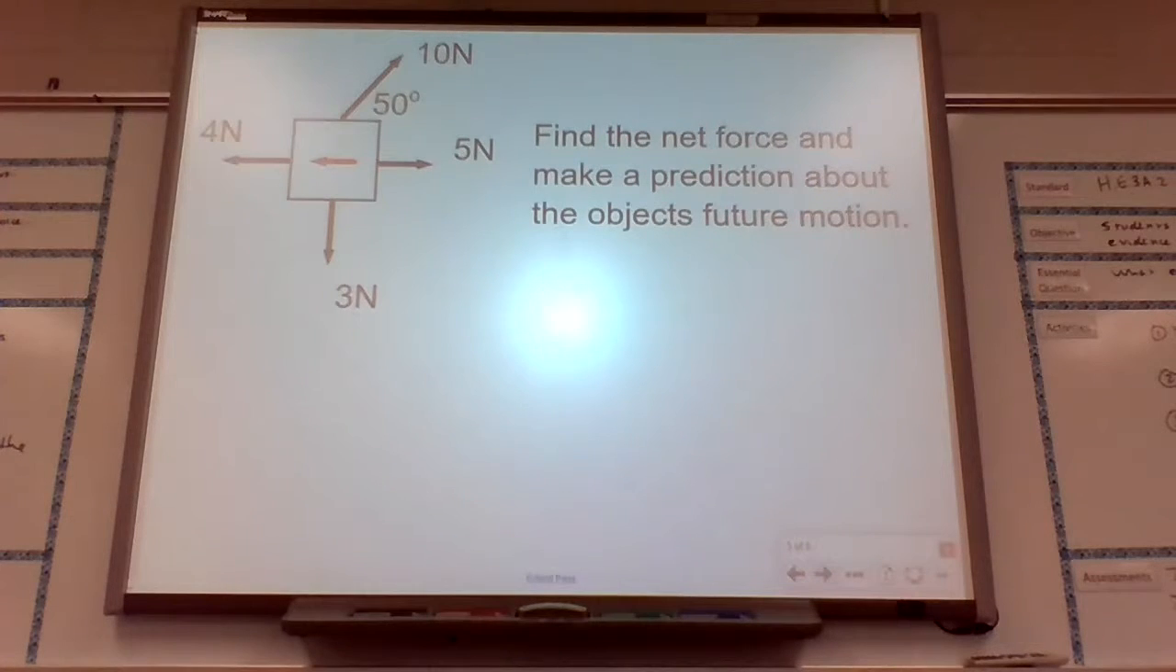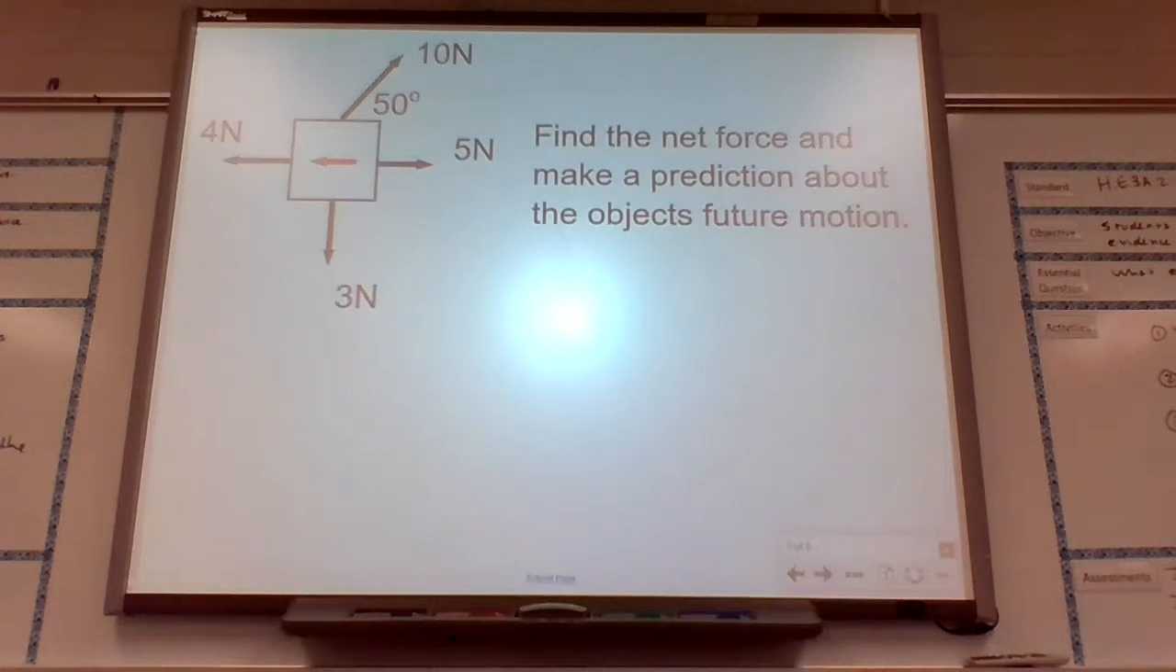Now this problem is a bit different because it does ask for the net force and the prediction about the object's future motion. So this is the one where you have to go all the way. This is the one where you have to calculate everything. I chose this one intentionally because this is the type of problem that most of you are still struggling with. You haven't done enough of these to figure out how to do it yet. So I'm going to do another one here as an example, and there are a few of them that you'll have to do on your practice sheet today.